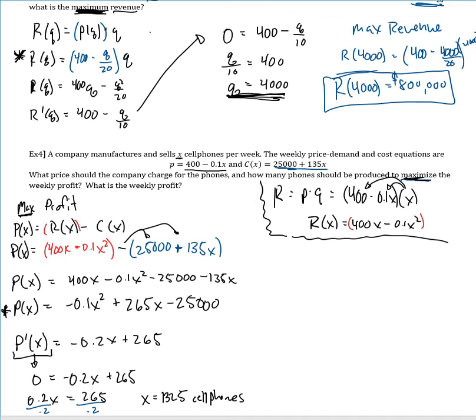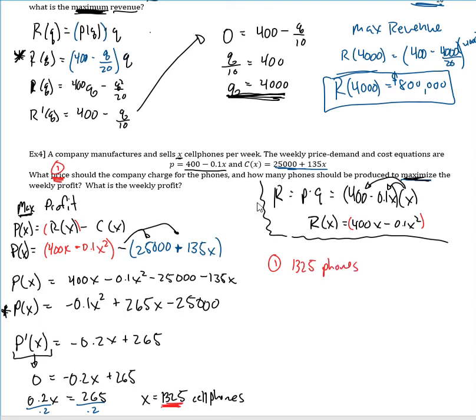If we need our units, there we go. Okay, so did we answer what they wanted, though? They said, what price should the company charge for the phones? And how many phones should be produced to maximize weekly profit? Okay, so we did find the number of phones. That's that. Let's call this number 1, and we'll put our answer here in red. So we know the number of phones. There should be 1,325 phones.